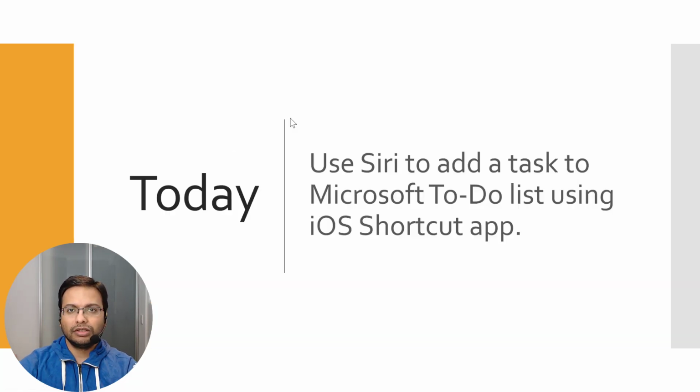Today I will be using the iOS Shortcuts app with Microsoft To Do, and I will use Siri to dictate a task and it will add that task into my to-do list. So it's very easy, and you don't have to unlock your phone. This is on iOS specifically. I don't have any idea about Android as of now, but I saw some options, and I have to explore them before I can present them to you.